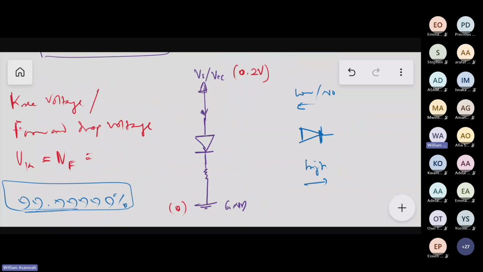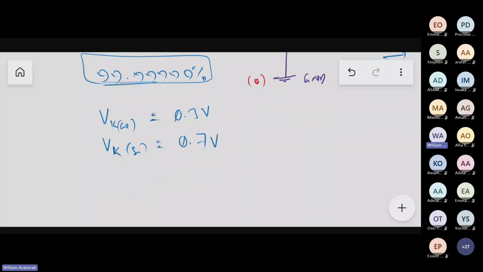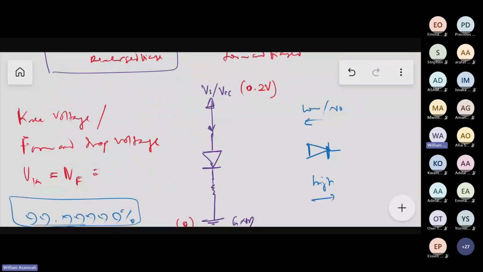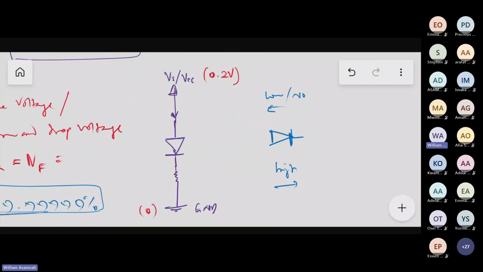So they researched and built the silicon diode. Now, the silicon diode is the most common diode you are going to see around. And the knee voltage for the silicon diode is 0.7 volts. So what that means is, let's take our case here, this voltage scenario we are looking at. If the voltage is 0.2 volts, that means the silicon diode will not turn on. Is that right? Because it needs a minimum of 0.7 before it turns on.